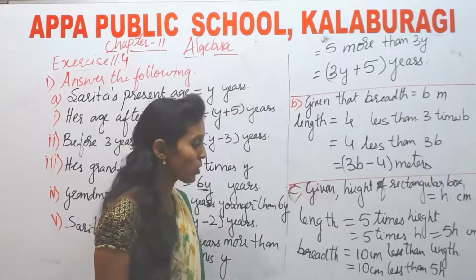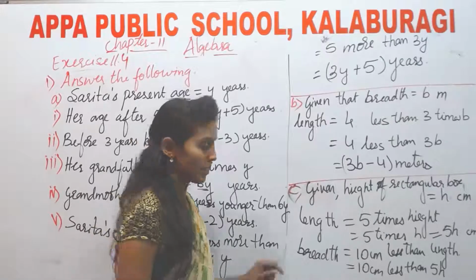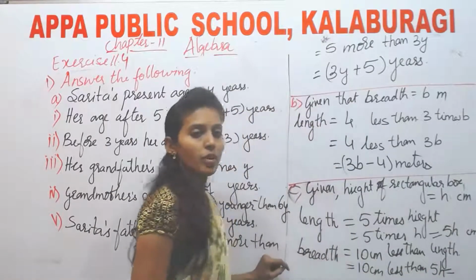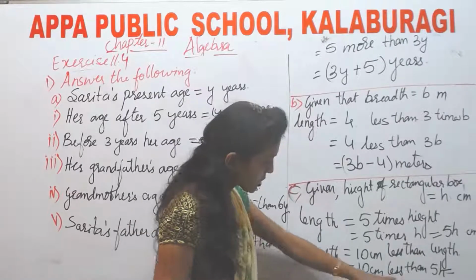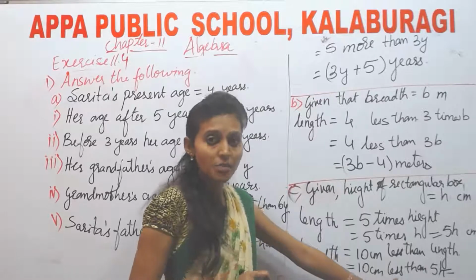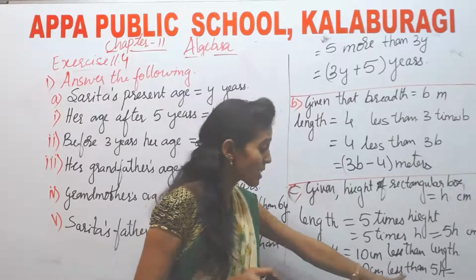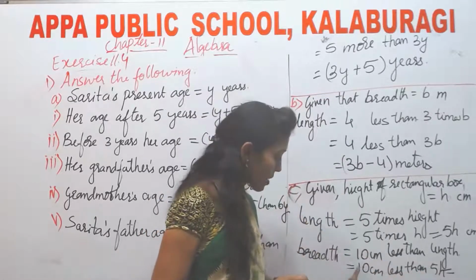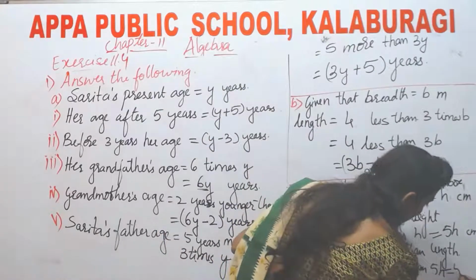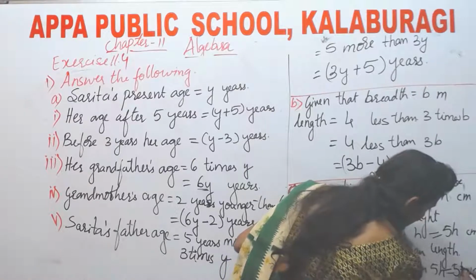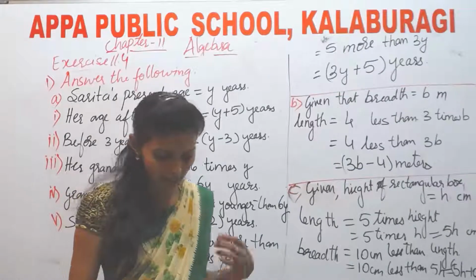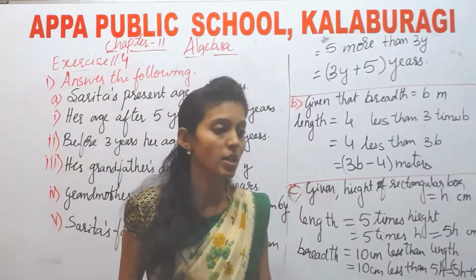So what is the solution? If I write here, it's not visible. Let me write here only. 10 centimeter less. Less means I have to subtract. Less than what? 5h. So I have to subtract 10 from 5h. So 5h minus 10 centimeter.